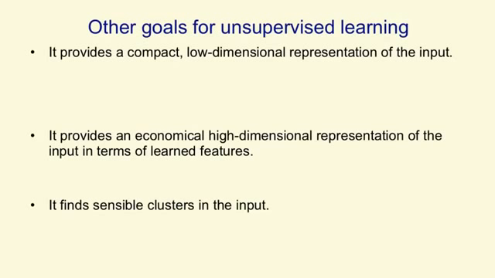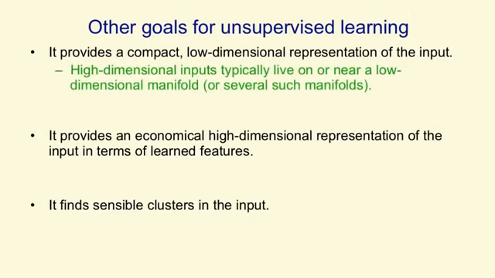Other goals for unsupervised learning are to provide compact, low-dimensional representations of the input. So high-dimensional inputs, like images, typically live on or near a low-dimensional manifold, or several such manifolds in the case of the handwritten digits. What that means is, even if you have 1 million pixels, there aren't really 1 million degrees of freedom in what can happen. There may only be a few hundred degrees of freedom in what can happen. So what we want to do is move from 1 million pixels to a representation of those few hundred degrees of freedom, which would be equivalent to saying where we are on a manifold. Also, we need to know which manifold we're on.